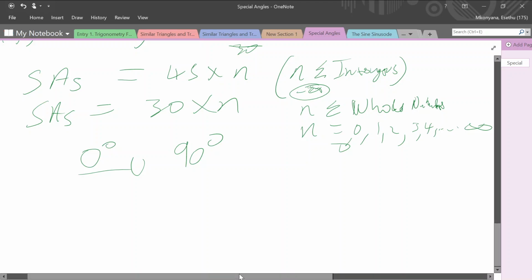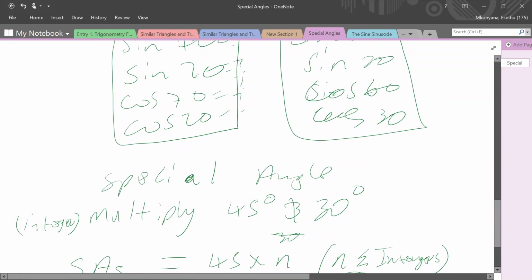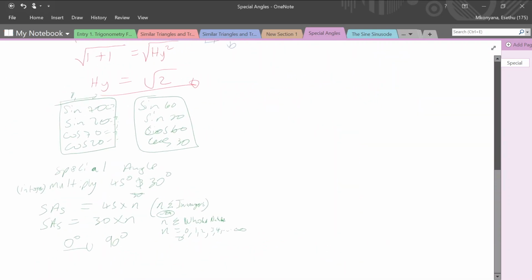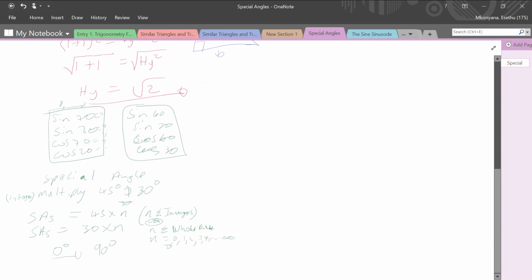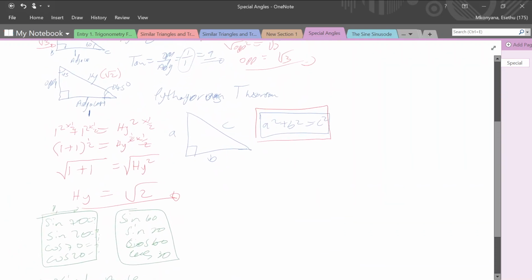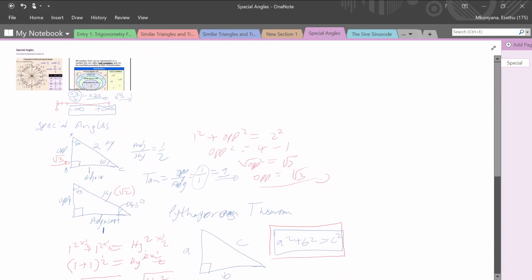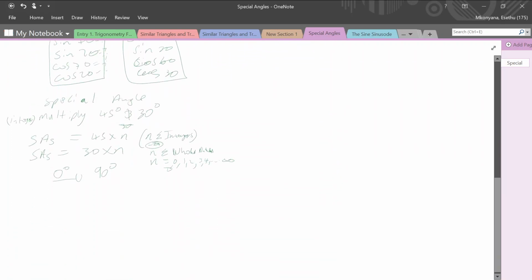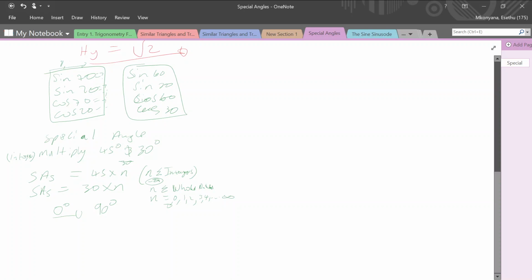Welcome. This is part two of special angles. We are continuing. You will remember that we talked about these nice angles that we can develop from the analogy of these two very special triangles, and then we defined them and said that they are, in a sense, integer multiples of 45 and 30-degree angles.